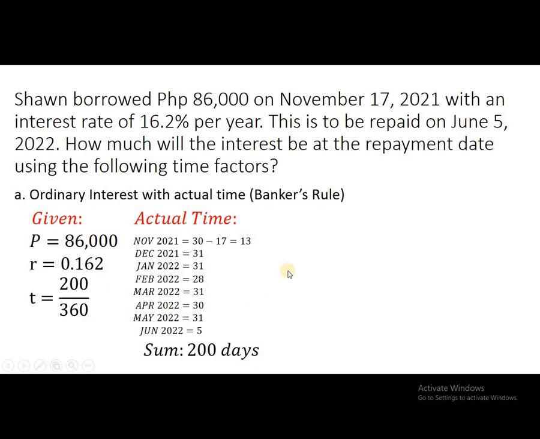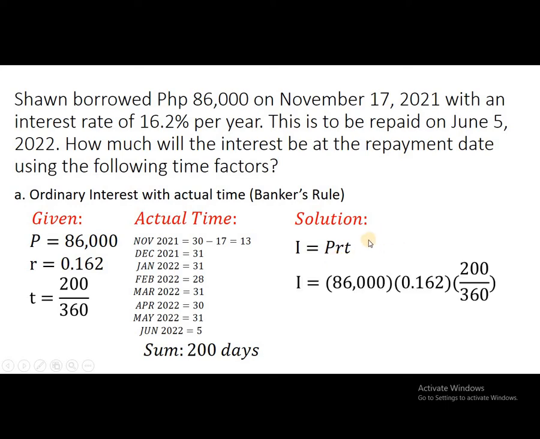Now we are ready to compute for the interest. For the solution, the first step is to write down the formula. I is equal to simple interest, P is the principal amount, R is for the rate, and T for time, expressed in years. And substitute the variables. We have 86,000 multiplied by 0.162 multiplied by the fraction 200 over 360.